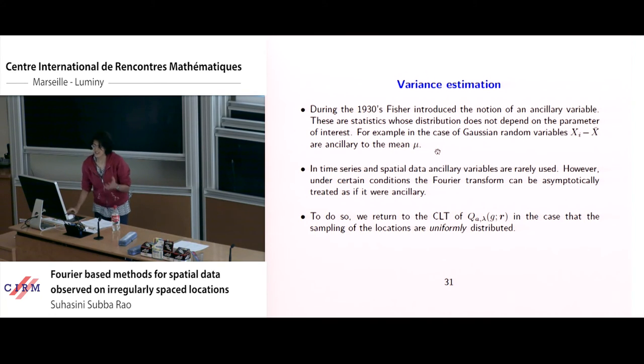In time series and in spatial data, the idea of ancillary is not used very much. It doesn't have much utility, but the Fourier transform that I'm describing to you, in some sense, behaves like an ancillary variable, or asymptotically so. So the idea is, in the case of uniform sampling, can we use that to estimate the variance in a very fast, computationally consistent way?